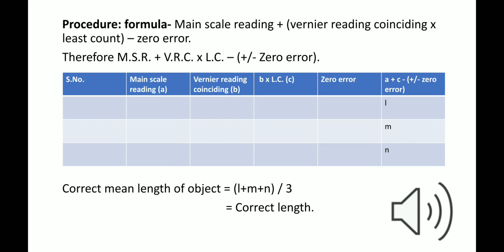Now the correct mean, I have written L, M, N. Suppose you get the result in the first case as L, second case M, and third case N. So the correct mean length of the object will be L plus M plus N upon 3. That is the average length we have to calculate, and then you will get the correct length. So we go to the next slide.